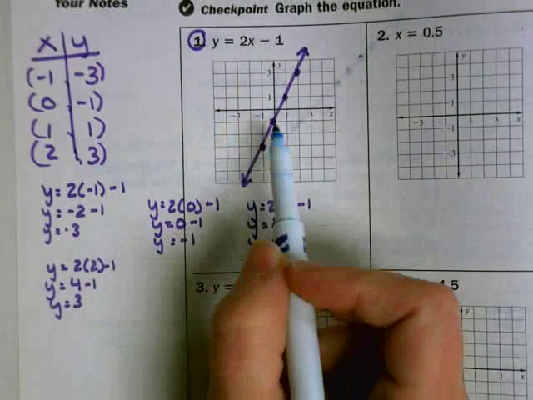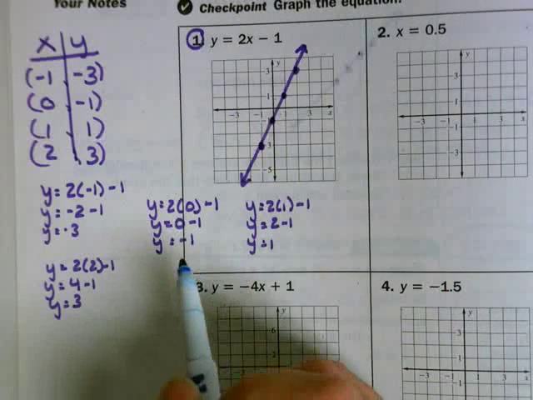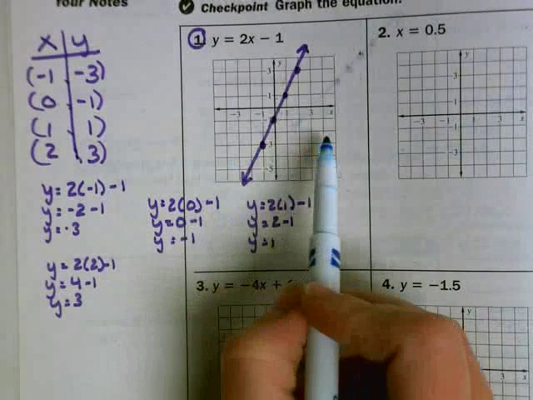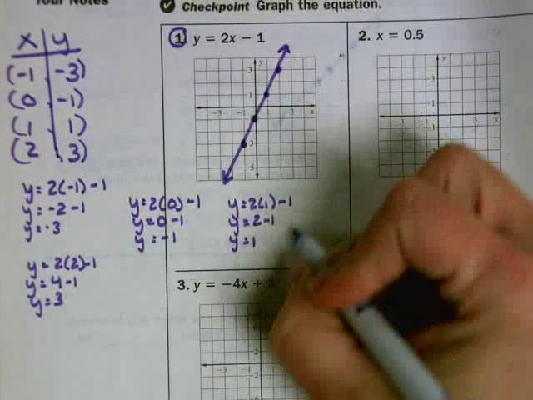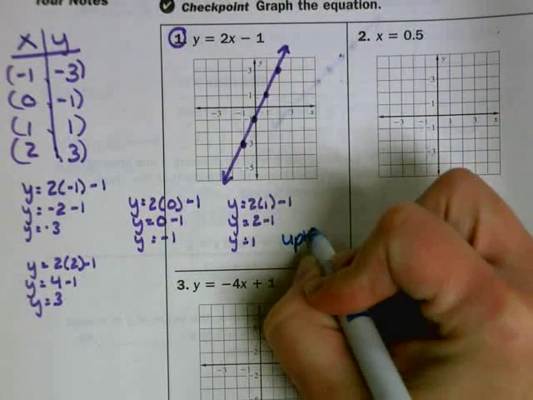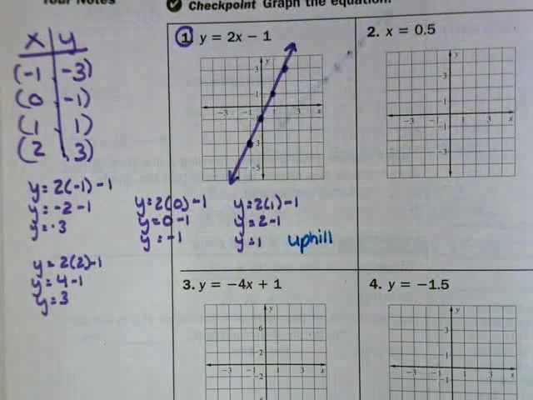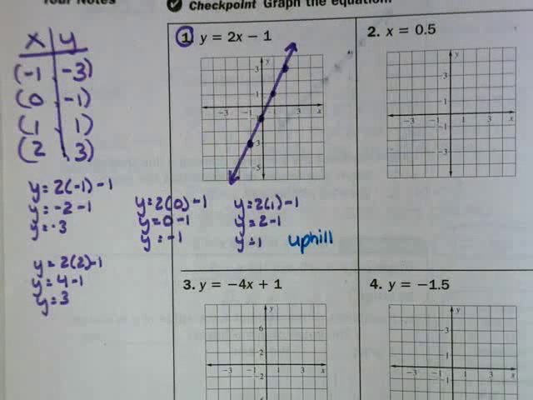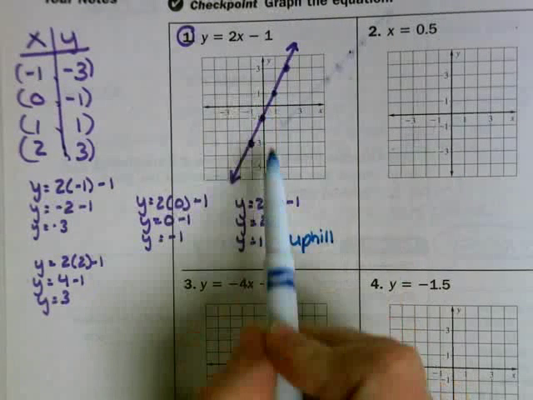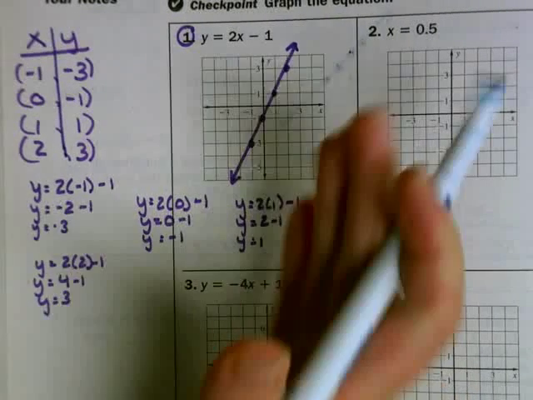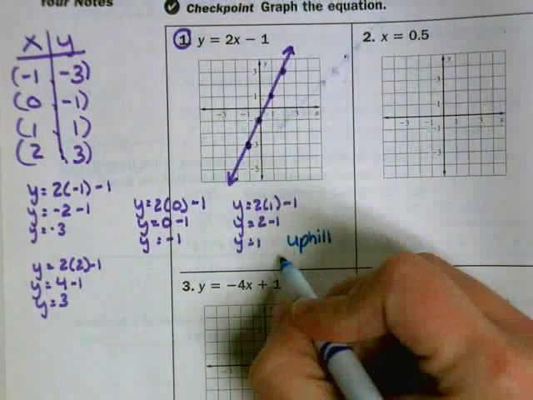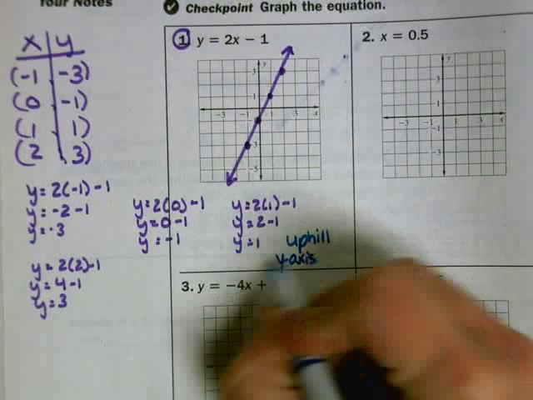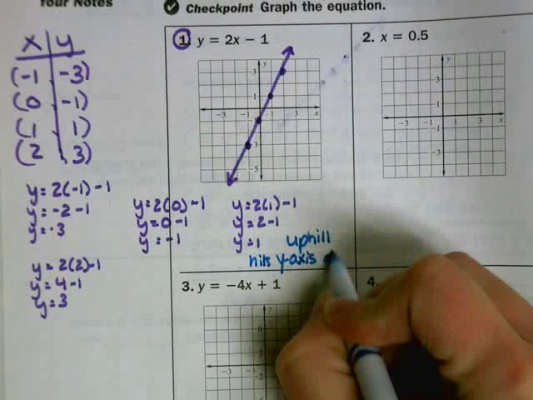So if we're looking at this, which direction does this line go? If you're going from left to right, does this line go uphill or downhill? Definitely uphill. So I'm just going to make some little observations down here. Uphill. Okay, where does it hit the y-axis? Here's our y-axis. Where does it hit that? Because that determines kind of how far up or down in the graph it is. So let's say it hits the y-axis at -1.